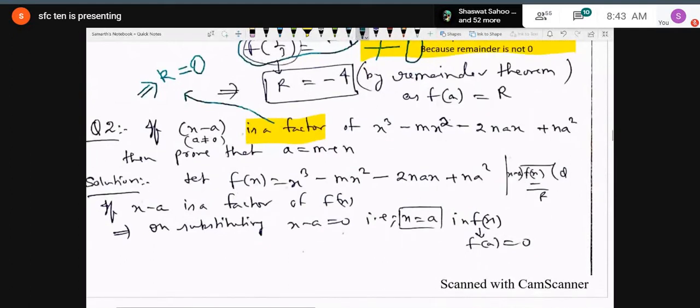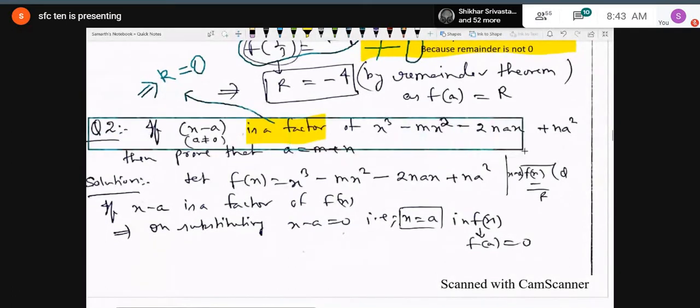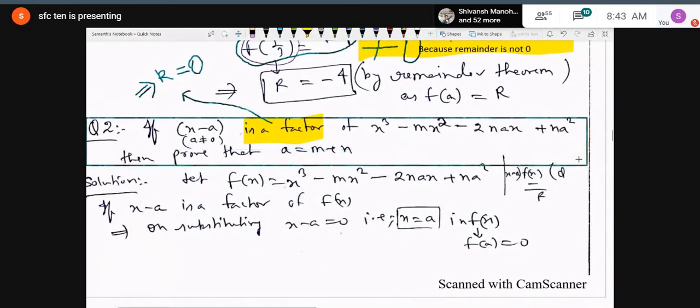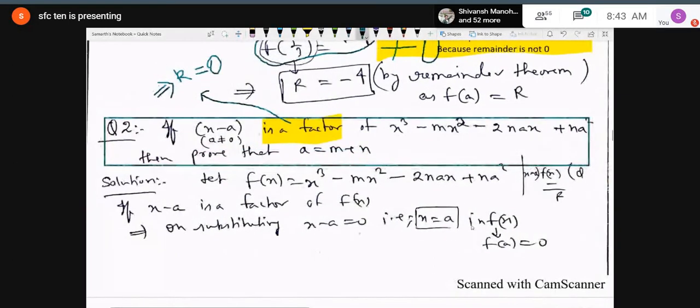Because this expression, x cube minus mx square minus 2nax plus na square, is a function of x, I have written it as f(x). Let f(x) is equal to x cube minus mx square minus 2nax plus na square, and you are dividing by what?